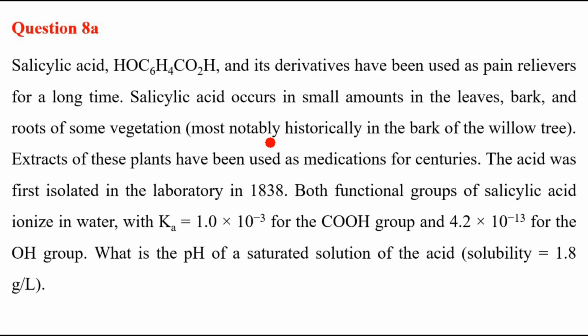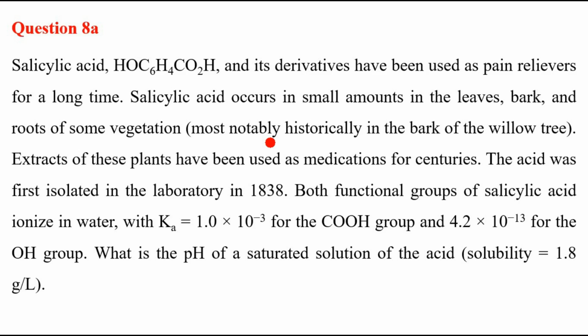It is saying salicylic acid and its derivatives have been used as a pain relief for a long time. Salicylic acid occurs in small amounts in leaves, bark, and roots of some vegetation, most notably historically in the bark of the willow tree. Extracts of these plants have been used as medication for centuries. So they have been using the extract for medication purposes for centuries. The acid was first isolated in the laboratory in this year. So all this information is just to describe what salicylic acid and its derivatives are, so we don't care about all this starting information.